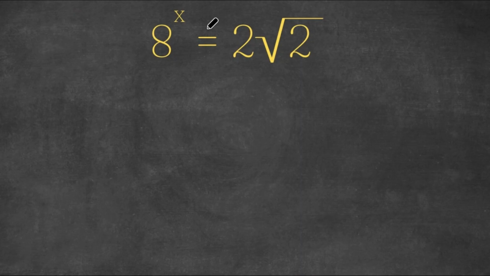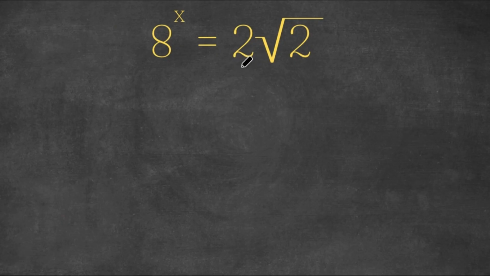So if you guys didn't already know, whenever we're solving exponential equations, our main goal is to make our bases the same. This is usually the case for solving exponential equations. So right here, you can see that our bases are different. We have 8 as our base on this side, and we have 2 root 2 on this side. And we want to try to find a way to make them the same.